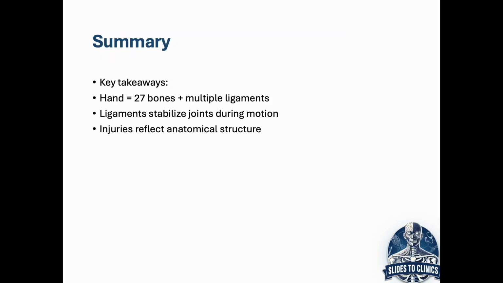So guys, let's bring it all together. The hand may be small, but its anatomy is anything but simple. The hand framework includes 8 carpal bones in the wrist, 5 metacarpals in the palm, and 14 phalanges in the fingers. That makes a total of 27 bones in the hand.